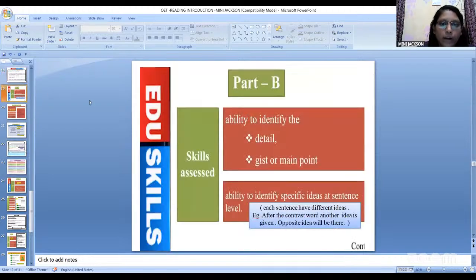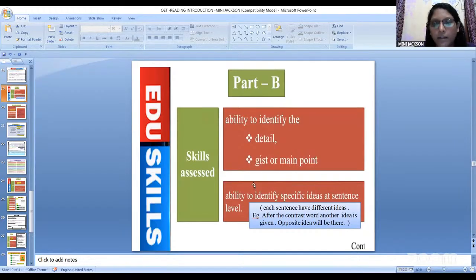Then we need to understand the nature of the part B skill, what is to be assessed. Here we need to understand the ability to identify detail, gist or main point. The ability to identify the detail, what is given in the text. Or the main point, what is mentioned in the text. The next one is the ability to identify specific ideas at a sentence level, where each sentence gives a specific idea.